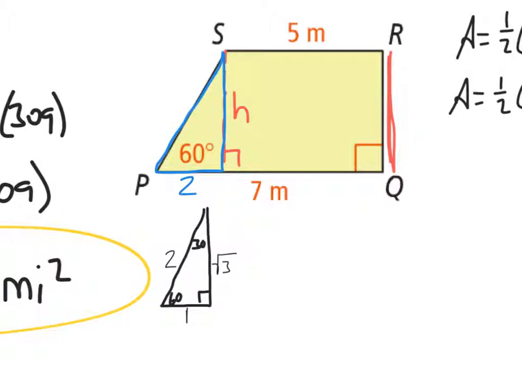All right. So what's our height? There you go. Good job. 2 square root 3. If you don't remember that, we did similar triangles. 1, square root 3, 2. The short leg is 2. The long leg is h. We don't care about the hypotenuse. Cross multiply. H equals 2 square root 3.